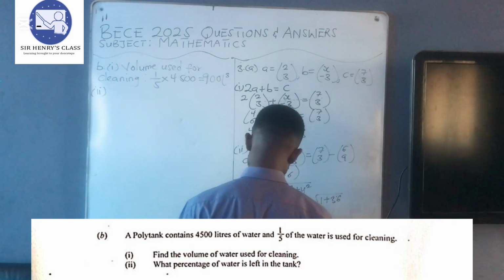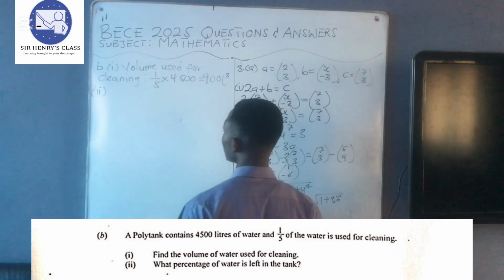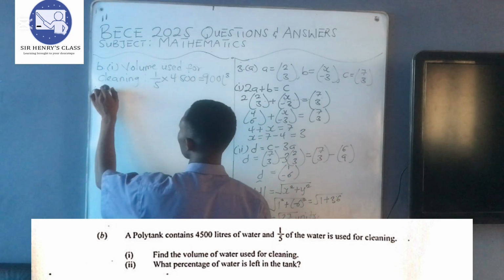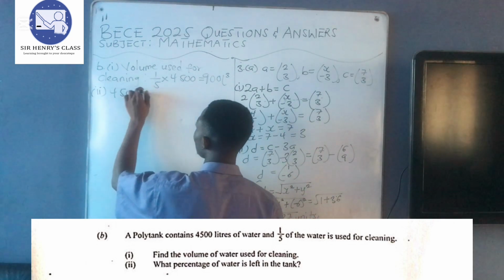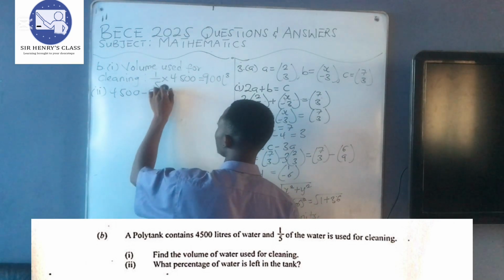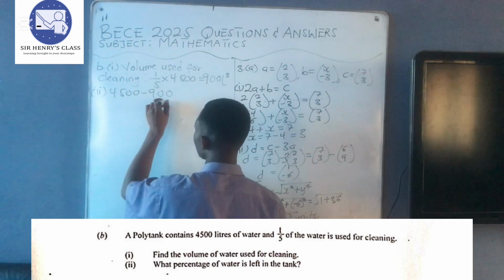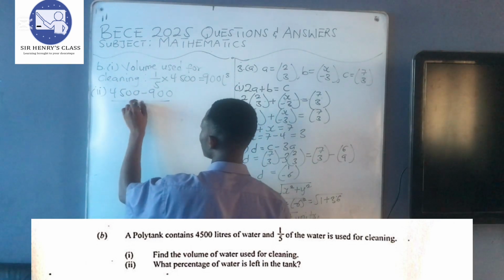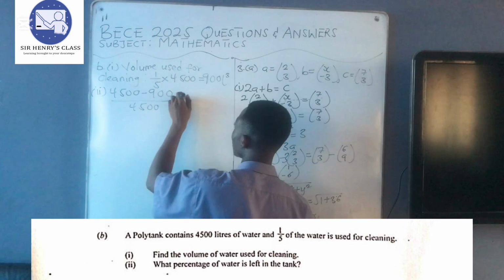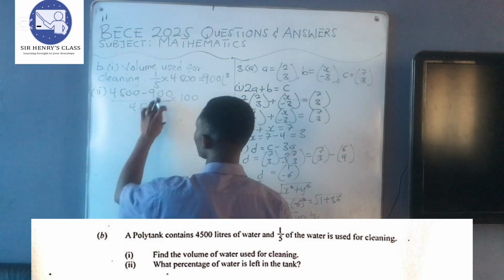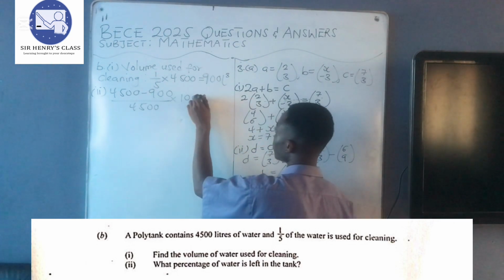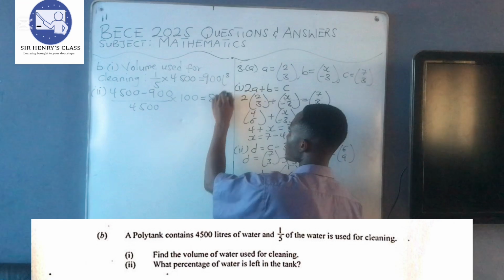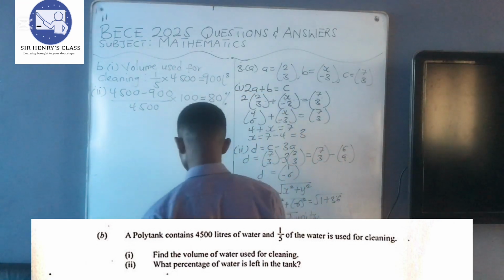What percentage of water is left in the tank? So percentage left is the total liters minus the liters used, all over the total, multiplied by 100. So this will give us 80%.